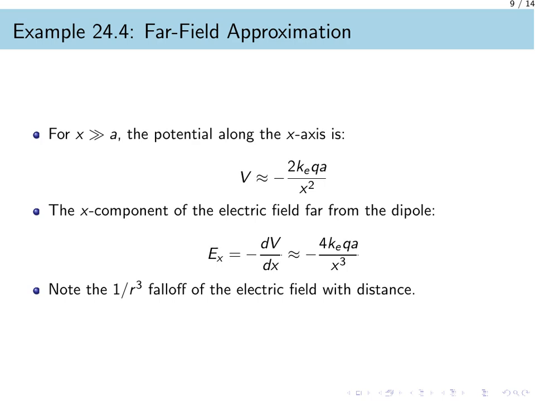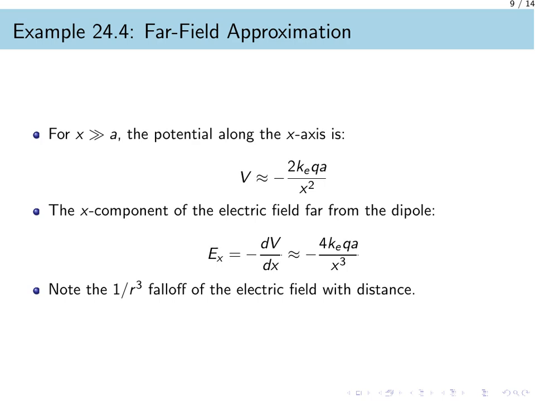For a point on the x-axis very far from the dipole, the distance x is much greater than the separation distance a. In this limit, the a squared term in the denominator becomes negligible, so the potential approximately equals negative 2 times Coulomb's constant times q times a over x squared.